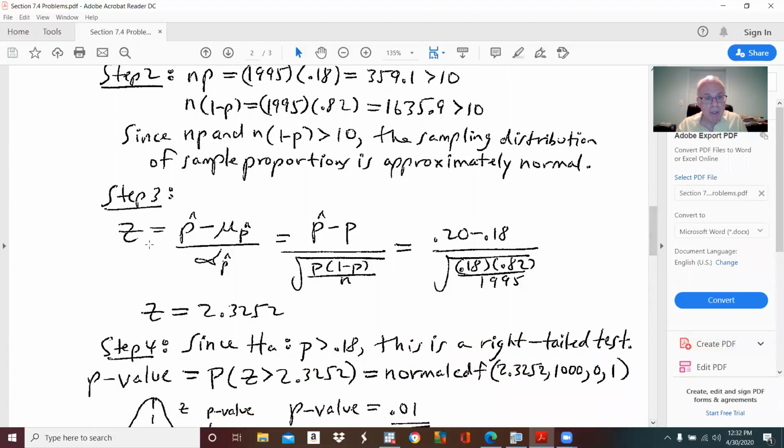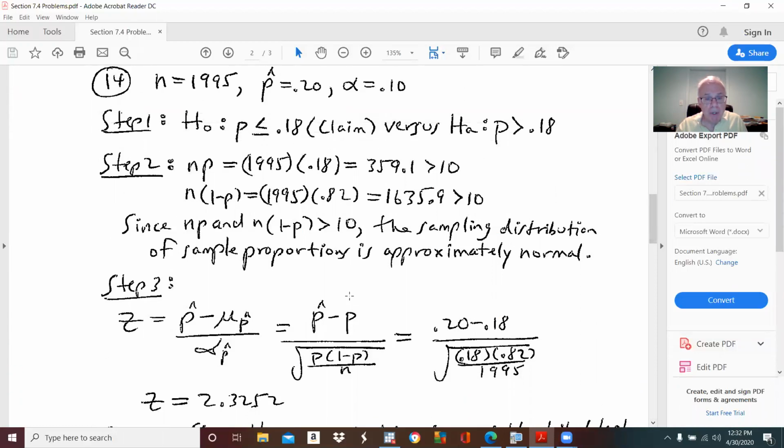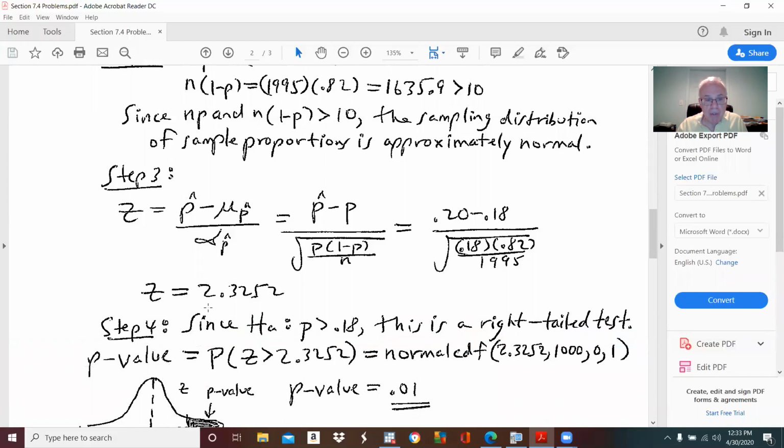Step 3 is our test statistic. Once again, the numerator is going to be p hat minus p. So p hat is 0.2, p is 0.18, and our denominator is the square root of, and remember we're using p, our hypothesized proportion, inside the square root, so it's 0.18 times 1 minus p, which is 0.82, divided by the sample size, which is 1995. And when we calculate this, z is equal to 2.3252. We round it to 4 decimal places.